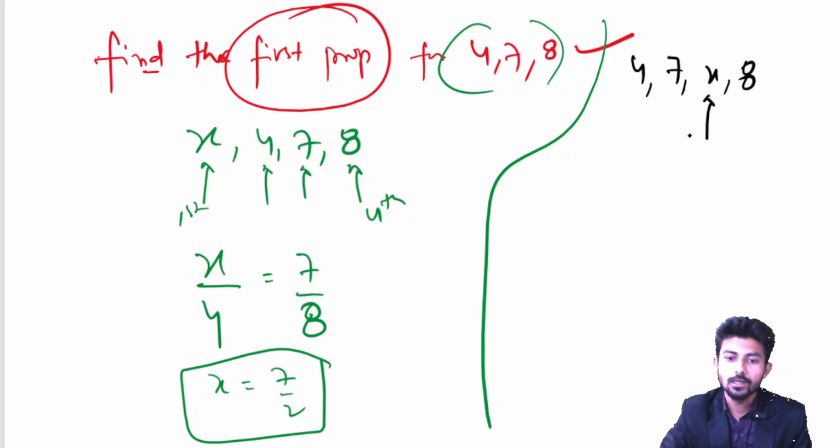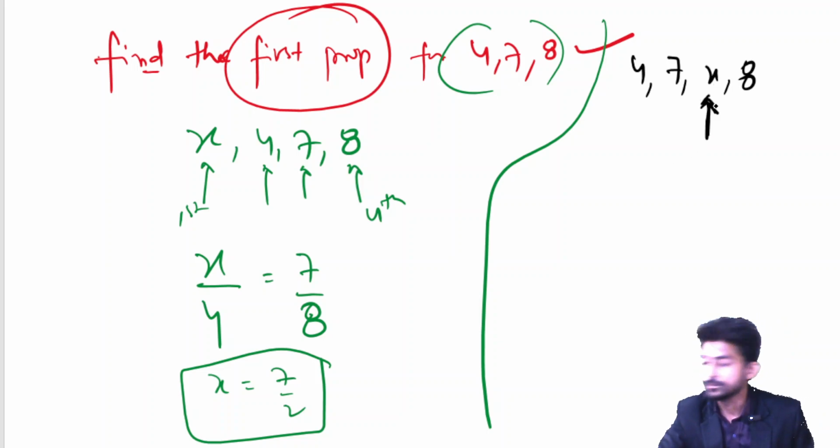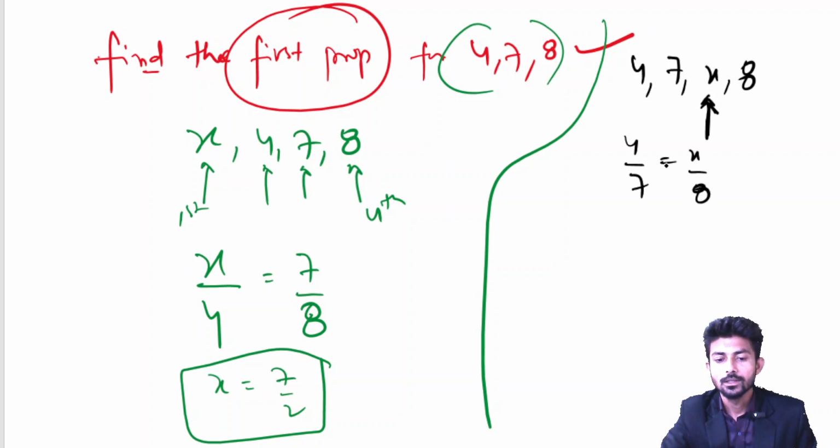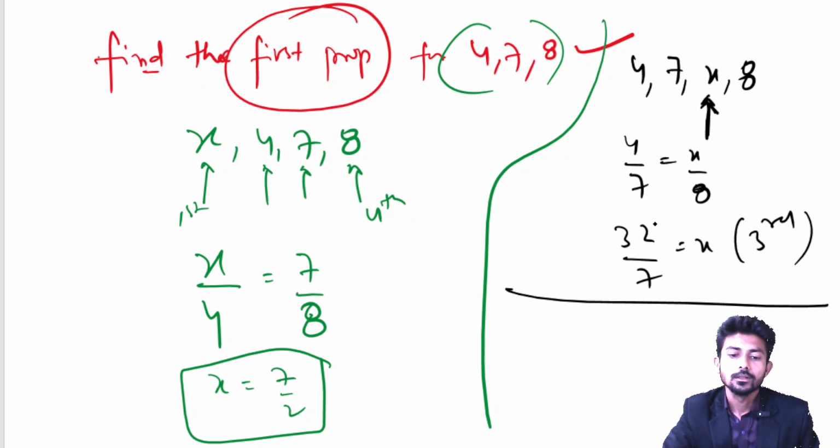Okay, so this x is the third proportion which we need to find out in this case. How can we write it again in terms of fractions? Like 4 by 7 is equivalent to x by 8. Thus, performing cross multiplication, we can find the number. So here the third proportion would be 32 by 7.